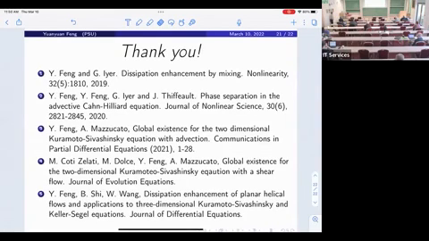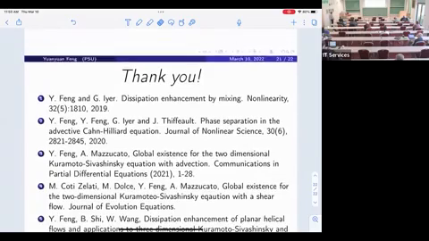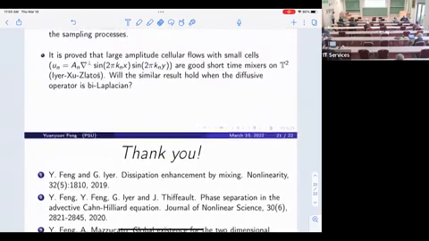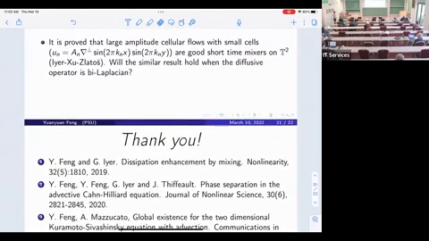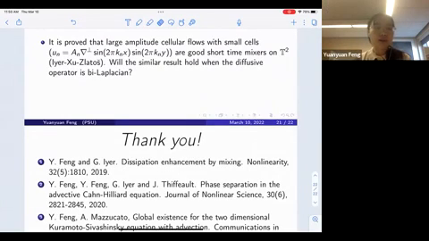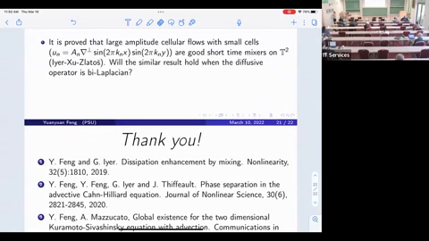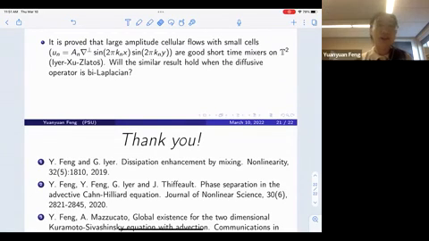Hi, Anne. Nice talk. So, what is known, and do you have any ideas for the case of the whole plane or the whole space? So you want to know the dissipation enhancement result when the domain is R^d, right? Right, exactly.